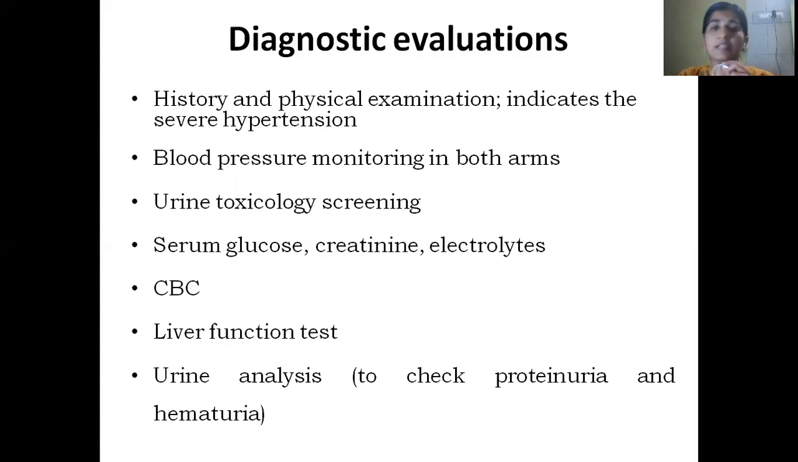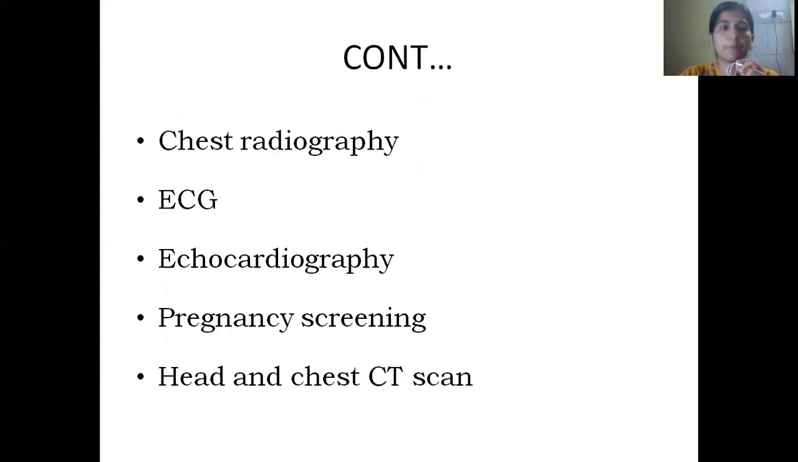Then serum glucose, creatinine, electrolyte values, complete blood count, liver function test, and urine analysis to find proteinuria and hematuria, to find signs of eclampsia and kidney injury. Along with that, a chest x-ray to find out the heart condition, whether any cardiomegaly, pulmonary edema or pulmonary congestion is there. These features we get from the chest x-ray. ECG changes, hypertrophic changes or any arrhythmic changes we get through ECG. And echocardiography, pregnancy screening to find eclampsia features, and head and chest CT scan to find cerebral issues, cerebral encephalopathy or stroke.